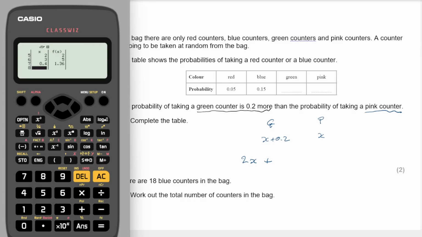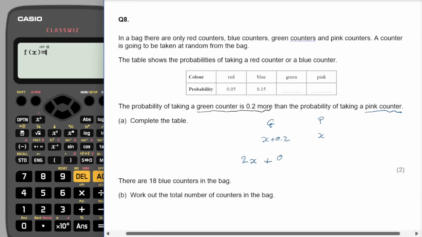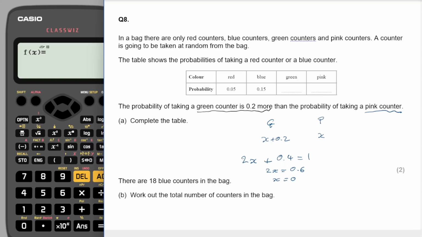It would help if we added that into a calculator mode, so we'll do it without. That adds up to 0.2 plus another 0.2 is going to be 0.4. And that's got to be equal to 1, so 2x has got to be equal to 0.6, so x has got to be equal to 0.3, and then we've got 0.3 here, and 0.5 here.